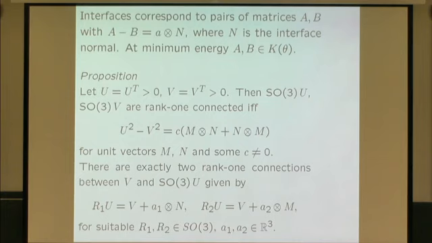And there are exactly two rank 1 connections between a typical point on SO(3)V, which you can take without loss of generality to be V, and SO(3)U. They're given by complicated formulae, I don't know what they are, but there is some rotation R1 such that R1U minus V is a matrix of rank 1. But the interesting thing is that there are two possible rank 1 connections from V to SO(3)U, and the normals are n and m, the same vectors that appear in this representation.